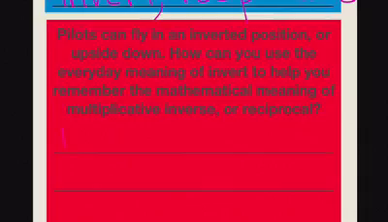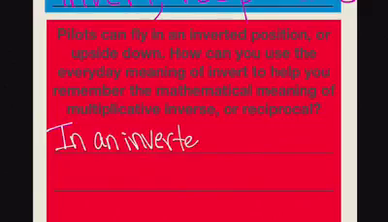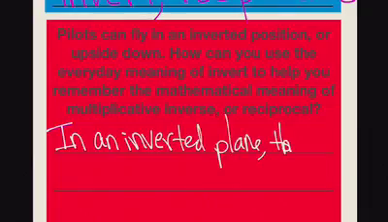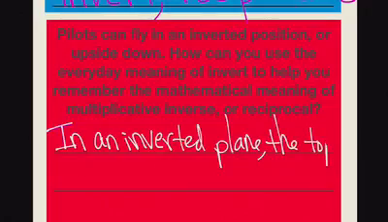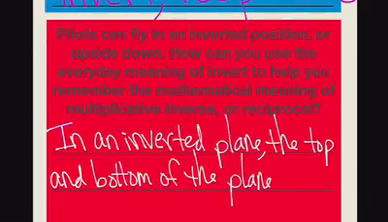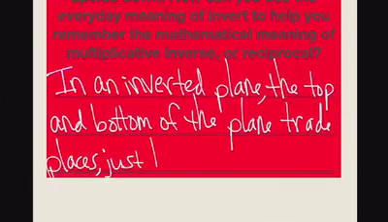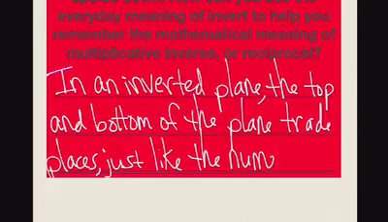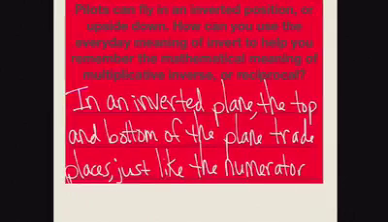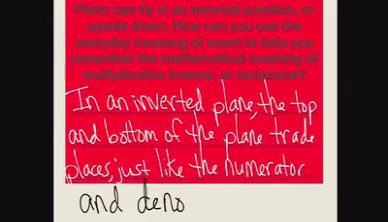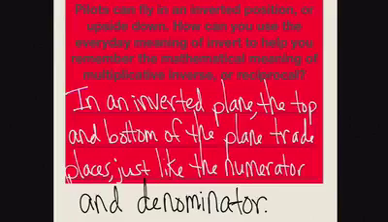Let's write that down. In an inverted plane, the top and bottom of the plane trade places, just like the numerator and denominator. Okay, once you've got that copied down, let's go ahead and move on.